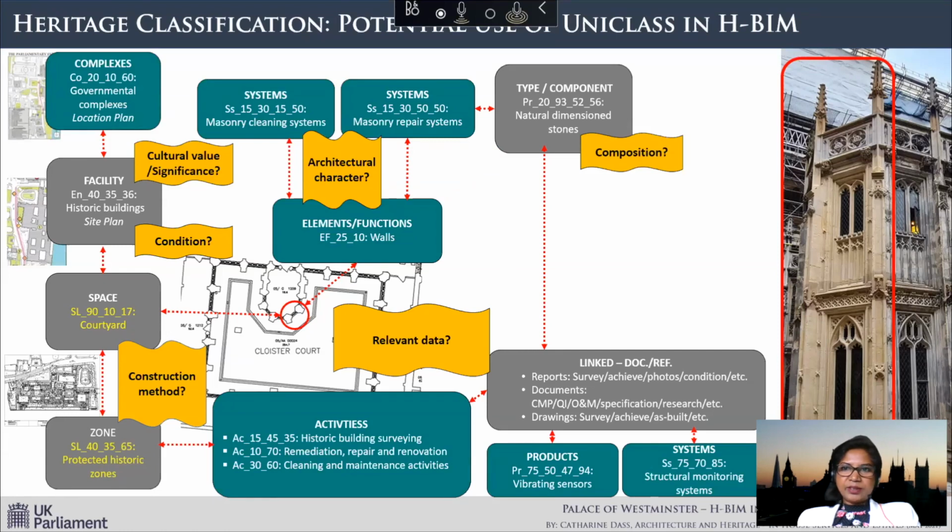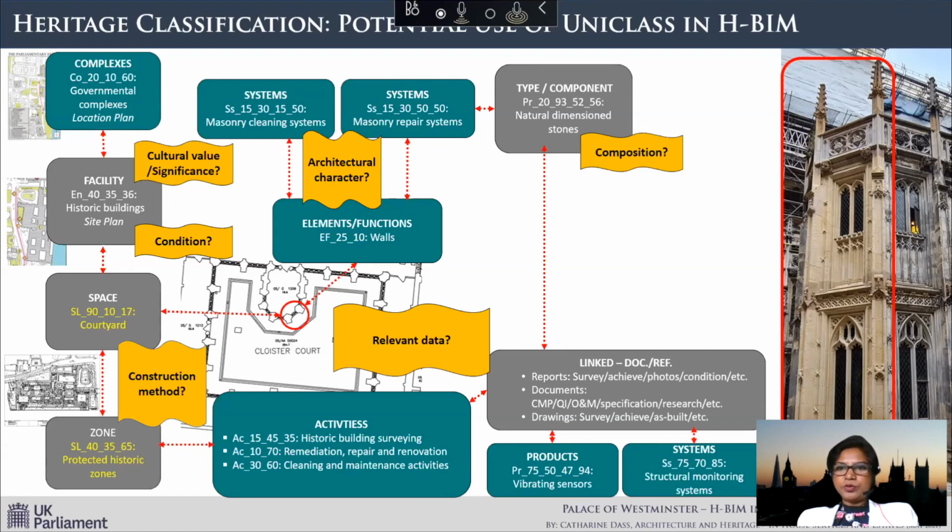This slide is starting to get busy as I'm trying to show what would be the multiple layers of information on one slide. The sections in teal are classifications that could be included in any project that will provide additional relevant information. These are codes that already exist in Uniclass. I begin by including complexes that are linked to facility, which can include the cultural value, significance, and the condition, followed by the area in focus, which is the space where works would be carried out.